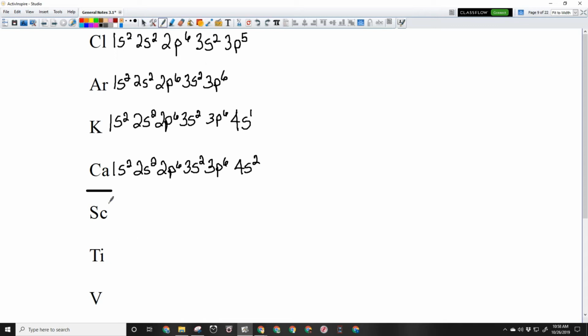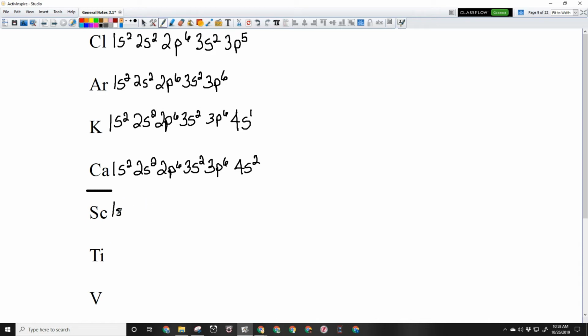So when we're writing the configuration for scandium, we'll only do the first 3 elements in that first 3d orbital, because after that the electrons start switching orbitals and switching around, and it gets confusing. So we're not going to write anything past these. Now we may fill up that orbital and then go on to the 4p orbital, but I won't have you draw or write the orbitals for any of the transition metals past vanadium.